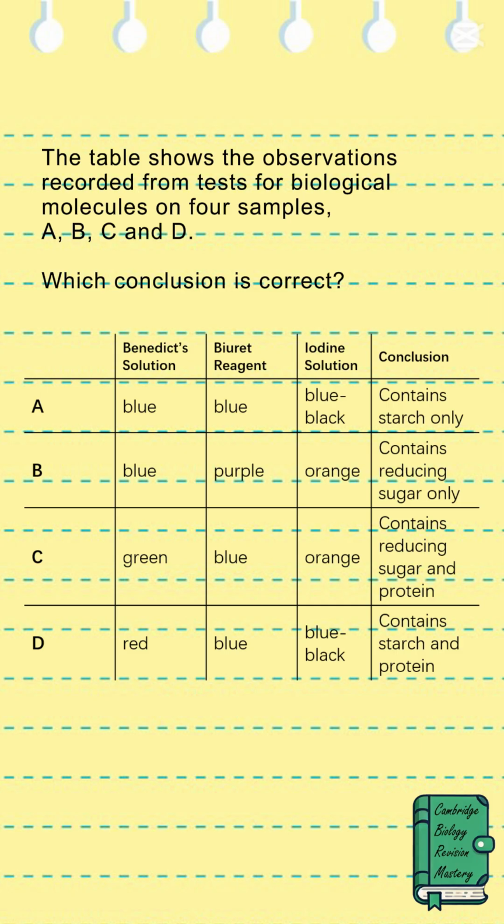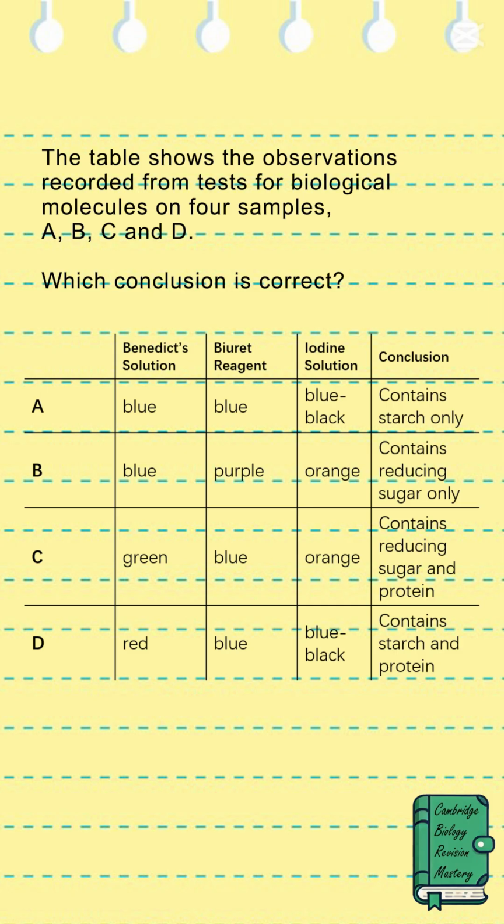The table shows the observations recorded from tests for biological molecules on 4 samples, A, B, C and D. And then we have 3 columns of information about the Benedict, Biuret and Iodine test, and then 4 conclusions for each row, and that should lead us to get A, B, C or D.